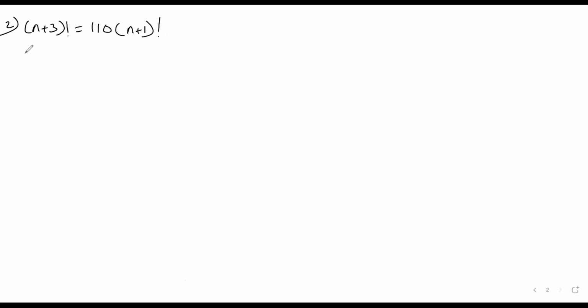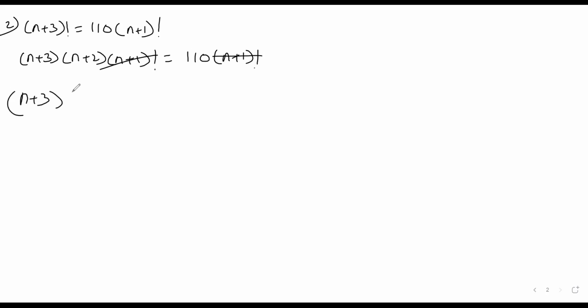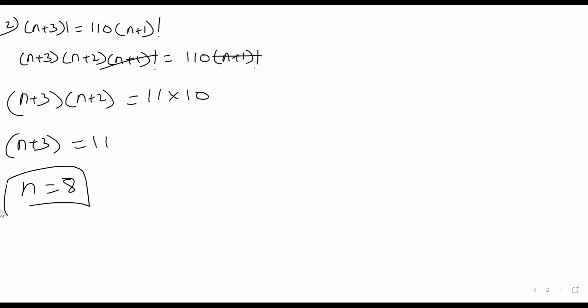(n plus 3) factorial कैसे लिखेंगे हम लोग? n plus 3, n plus 2, minus 1 करते गए तो (n plus 1) factorial is equal to 110 into (n plus 1) factorial. ये factorial कैंसिल हो जाता है तो हम लोग बहुत आसानी से n की वैल्यू निकाल सकते हैं. (n plus 3)(n plus 2) is equal to 110. This is nothing but 11 into 10. So I can say n plus 3 is equal to 11, n is equal to 8.